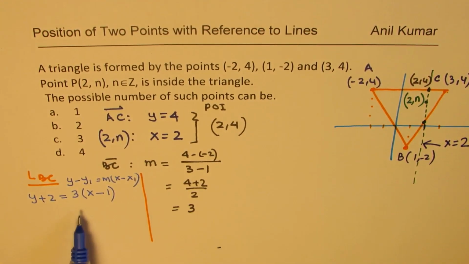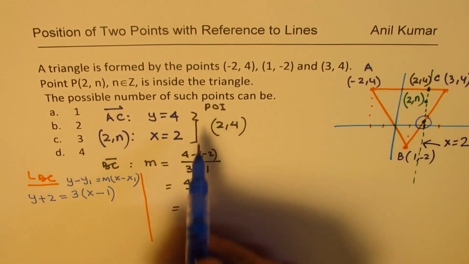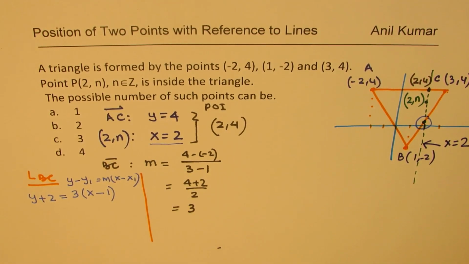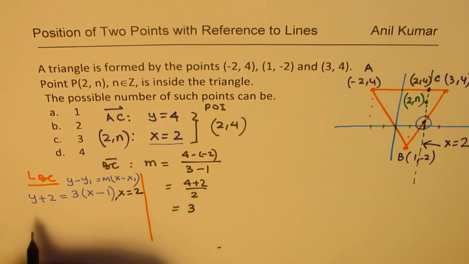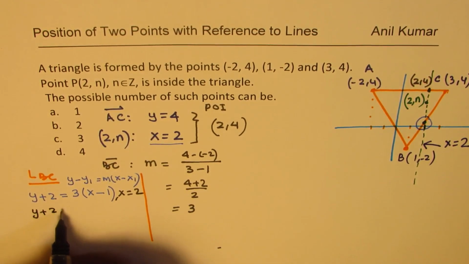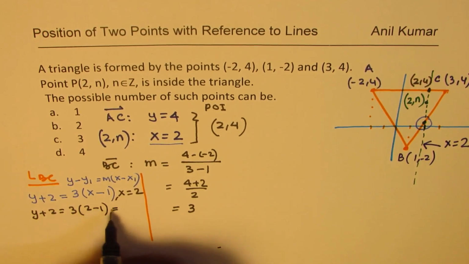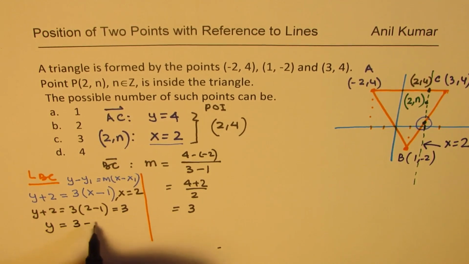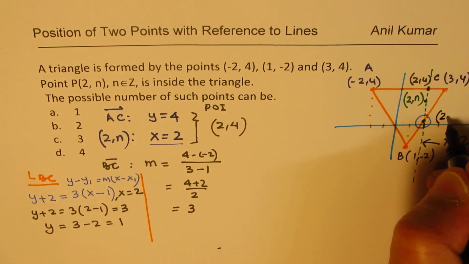Now, we're actually interested in this point of intersection, clear, right? So the point of intersection with x equals to 2. So if I substitute here x equals to 2, then what do I get? We get y plus 2 equals to 3 times 2 minus 1, which is 2 minus 1 is 1, so 3. So we get y equals to 3 minus 2, which is 1. So we get this point, which is 2, 1.